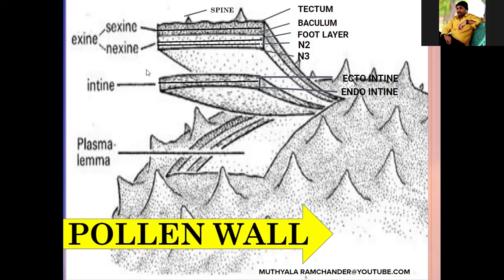It is about the pollen wall. The exine layer is made by the chemical sporopollenin. Intine is made by the chemicals cellulose and pectin. That is about pollen wall structure and chemical composition in angiosperms.